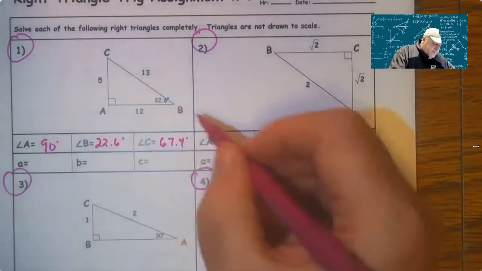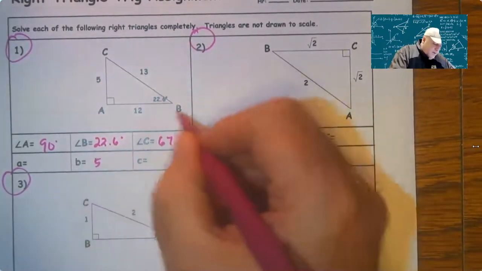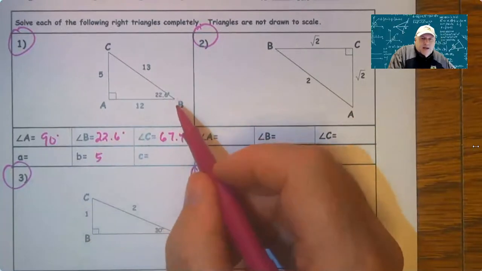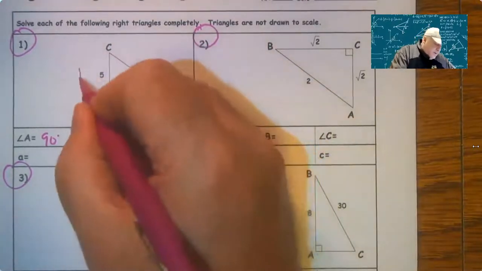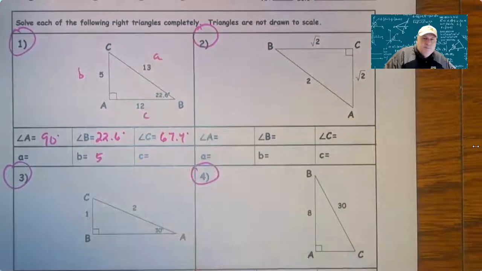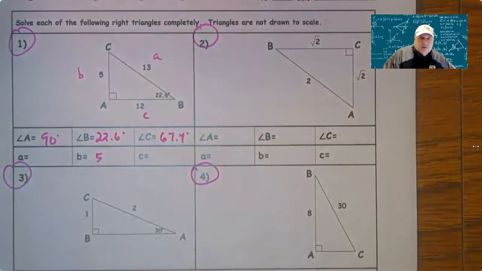This is side B, 5. So it's the side that's opposite the larger. So this is B, this is A, this is C. Opposite the larger letter, which is the angle. So side A is 13.